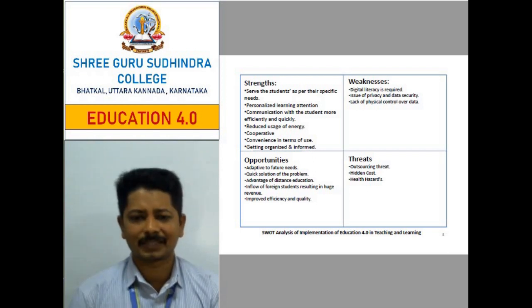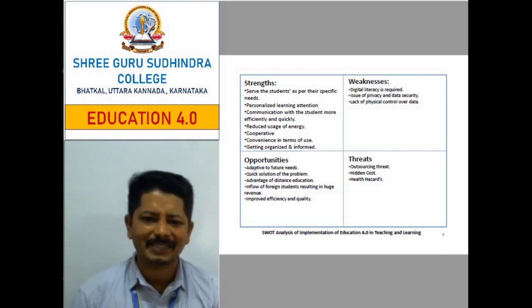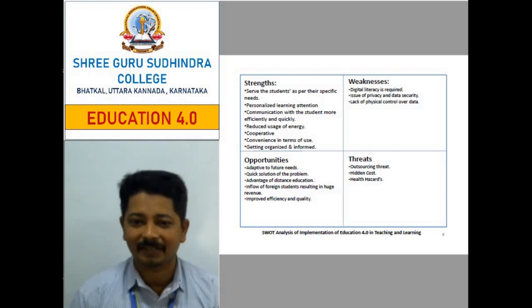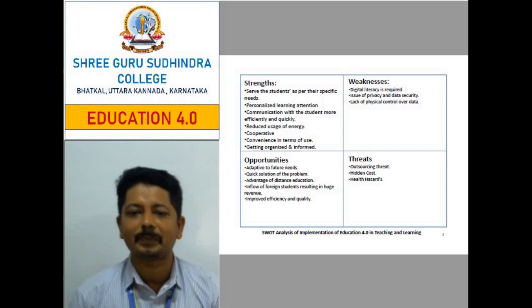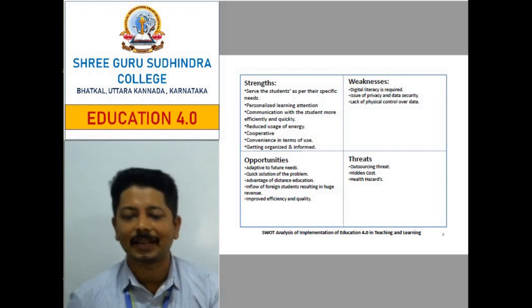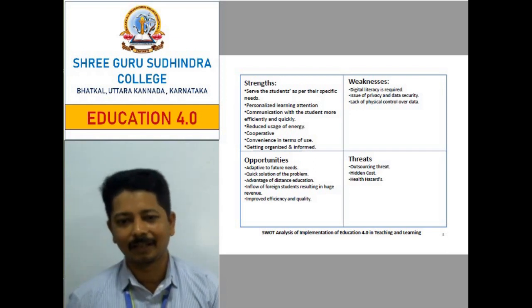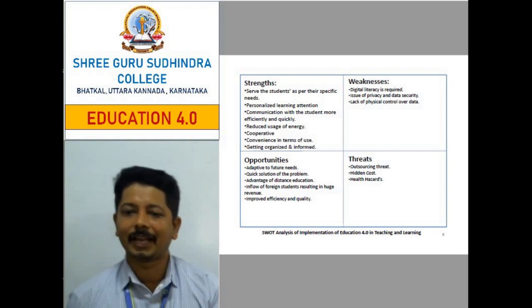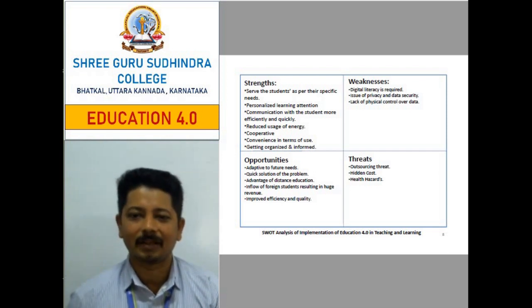In school, for example, in primary class, 30 to 40 students are there. The system restricts the number to a maximum of 30 to 40 so that the kid or the student gets individual attention, because every individual is different and very creative. To consider that point, personalized learning attention is very essential. For that sake, Education 4.0 helps a lot.